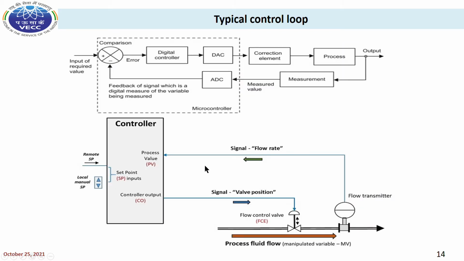This is the typical control loop. So a controller takes the process value, we call it PV, from the process, and on the basis of the set point, the control output is generated to control the process.